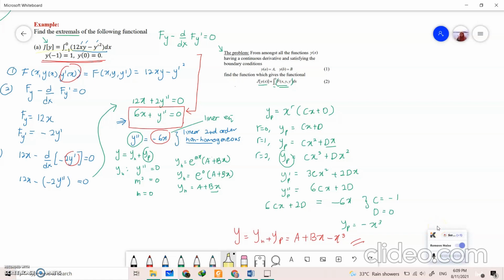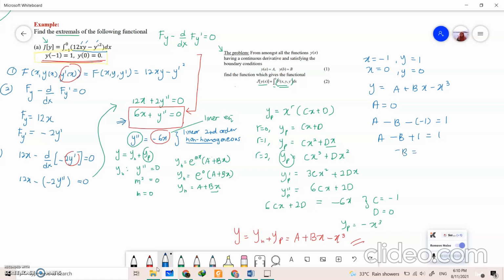Looking at this, we have the boundary conditions given here. When x equals to negative 1, then y equals to 1. When x equals to 0, then y equals to 0. By applying these conditions, you have y equals a plus bx minus x cubed. So substitute here when x equals 0, y equals 0, then your a equals 0. And then when x equals minus 1, y equals 1. So you can say here a minus b plus 1 equals 1. A is 0, then minus b equals 0, b equals 0, and your solution y equals negative x cubed.